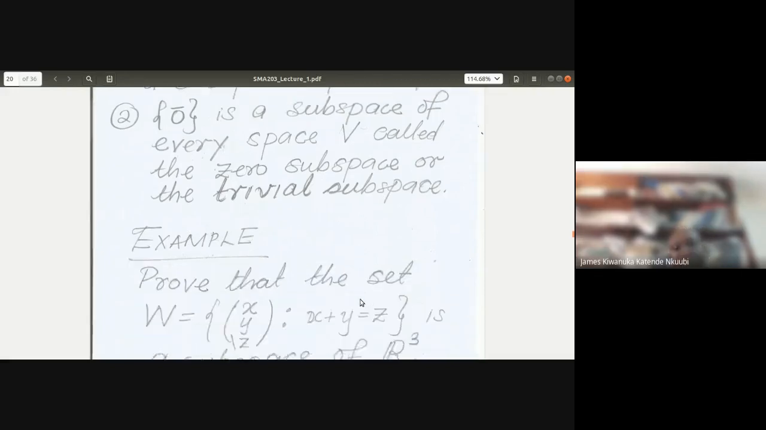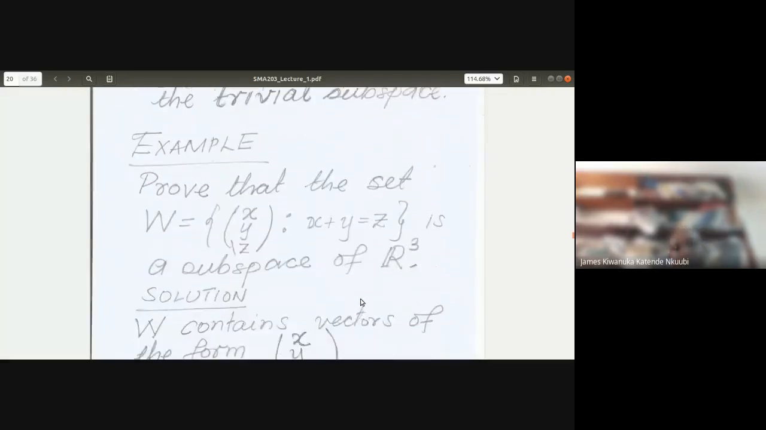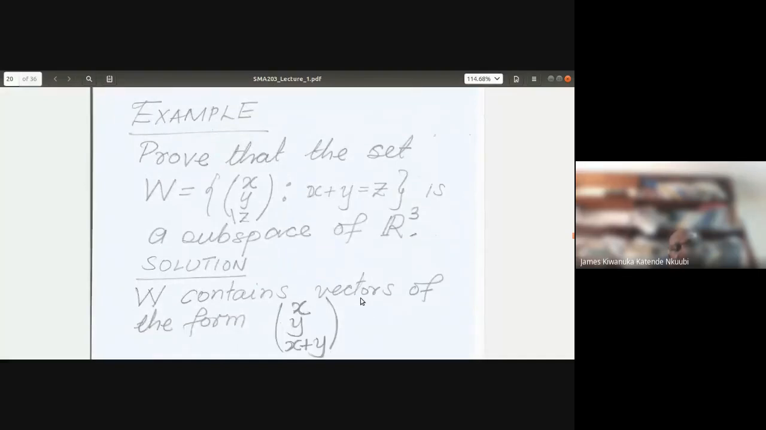Let's look at another example. Now we consider a subset of R3, and we need to check that this subset is a subspace of R3. So we consider the subset W which consists of all ordered triples x, y, z, such that x plus y is equal to z.